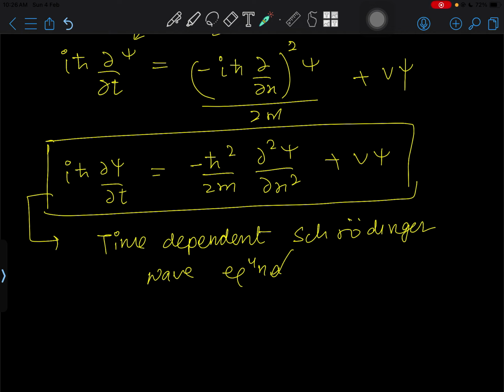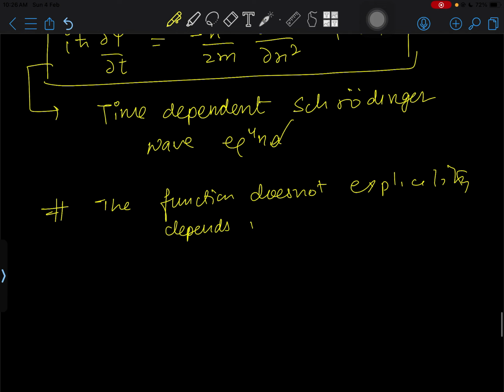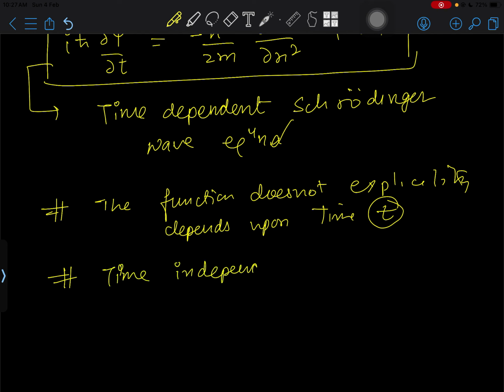But in most of the cases, the energy or the wave function does not explicitly depend upon time t. In the case where the function does not explicitly depend upon time t, we need to remove the factor of time. That is why the time independent Schrodinger wave equation came into existence.